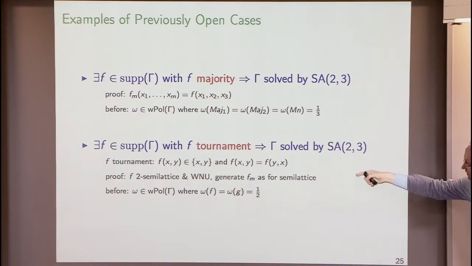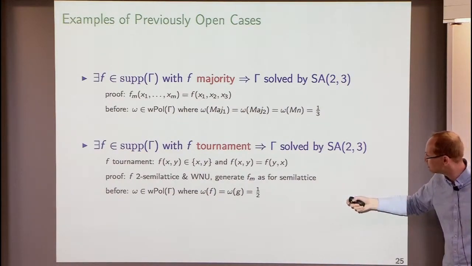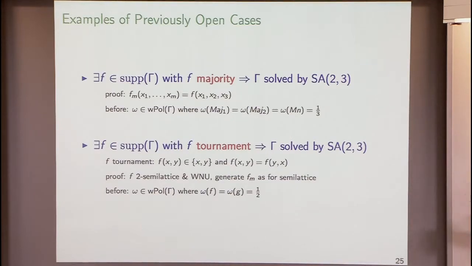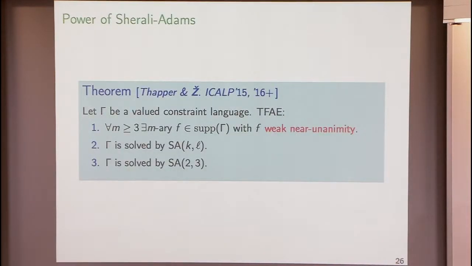Again, similar construction. If you have in the support a tournament operation. So what is a tournament? Well, it's an operation that is conservative and commutative, or symmetric, if you like. And in two lines, you can argue that it generates Emery weak NUs of all arities, and hence SA23 solves it. Again, this is some hint on the proof.